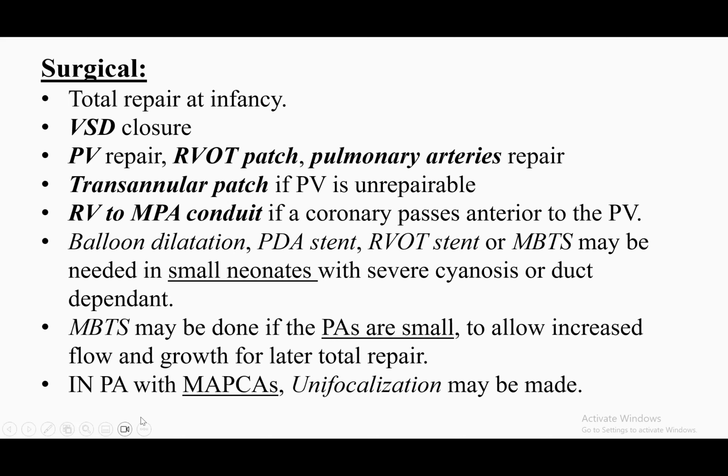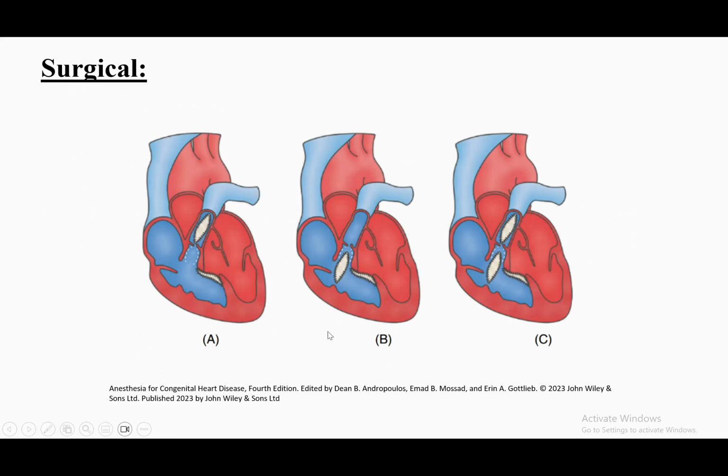In pulmonary atresia with MAPCAs, unifocalization may be done. This is the main pulmonary artery repair. This is the RVOT patch, and these are the two. Or otherwise a transannular patch, a long patch traversing the pulmonary valve to repair the whole RVOT. And this is the VSD closure.